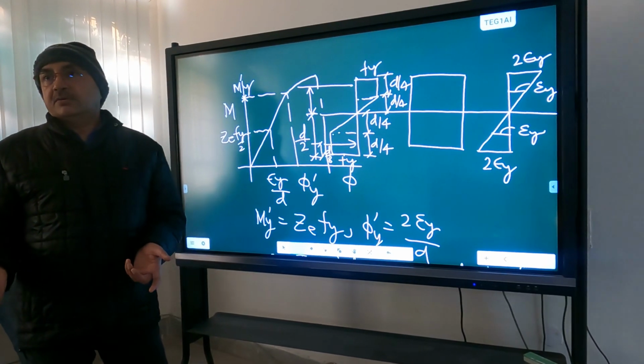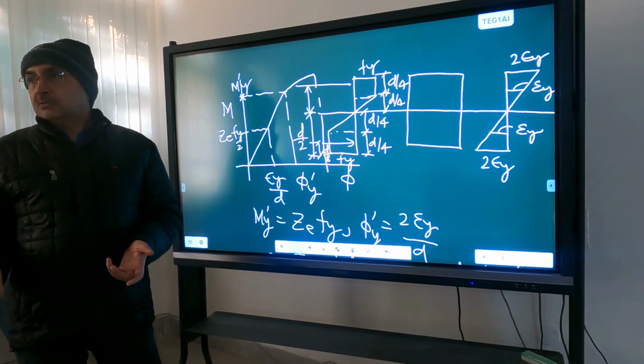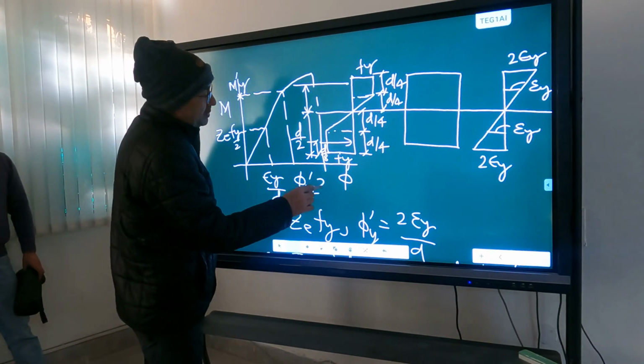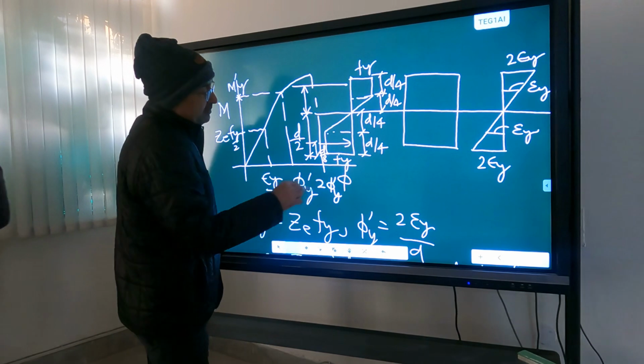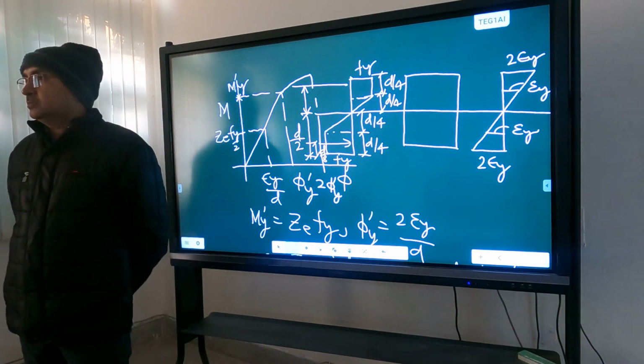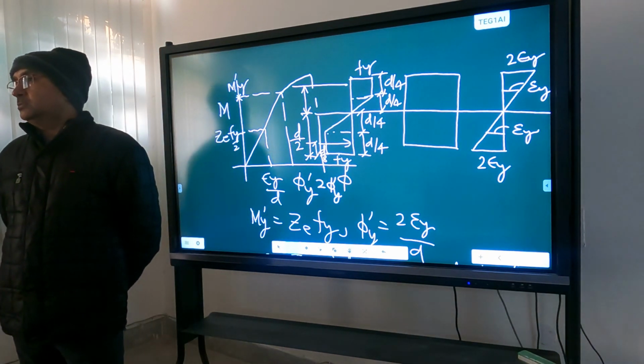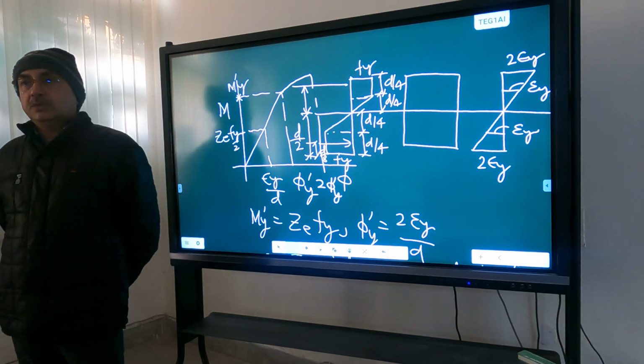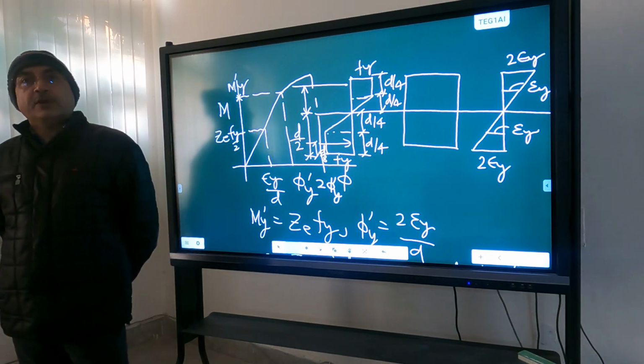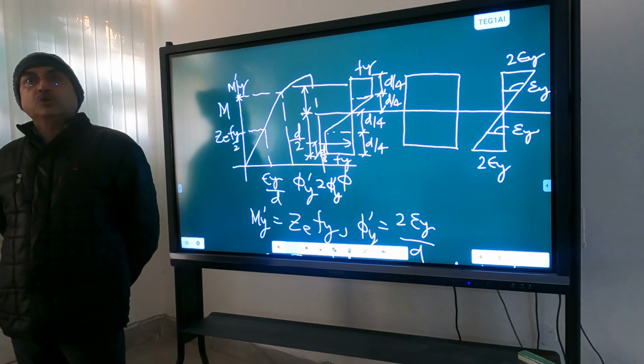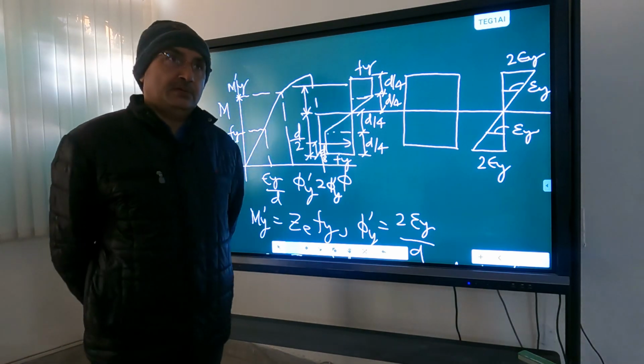I have increased the strain to double. So it will be simply 2 times phi y. 2 epsilon plus 2 epsilon divided by d, so that will become 4 epsilon by d, and that is 2 times 2 epsilon by d.